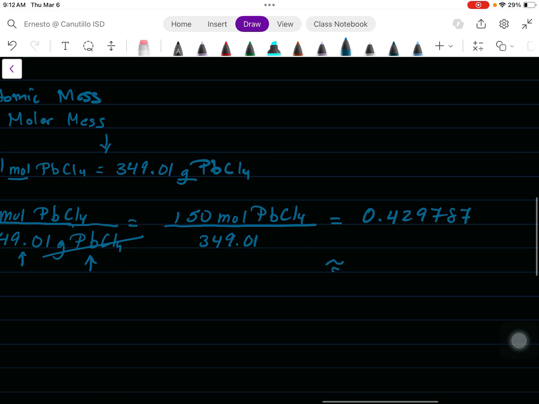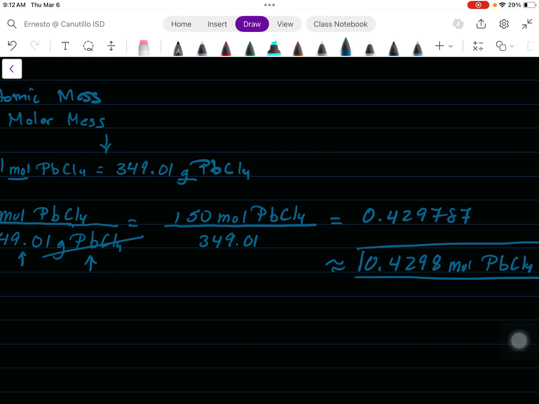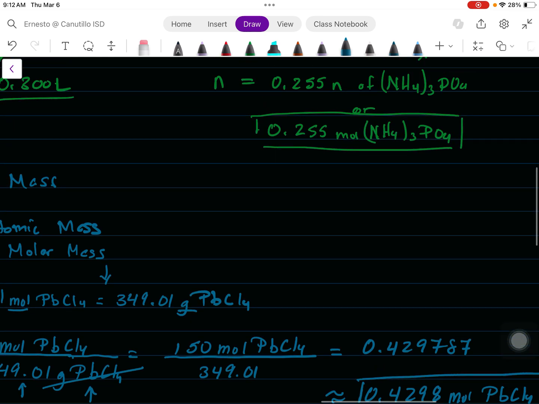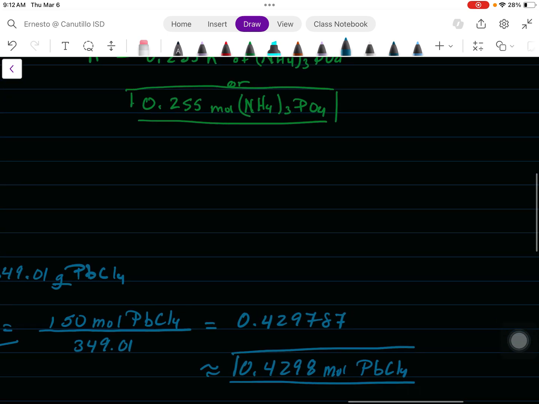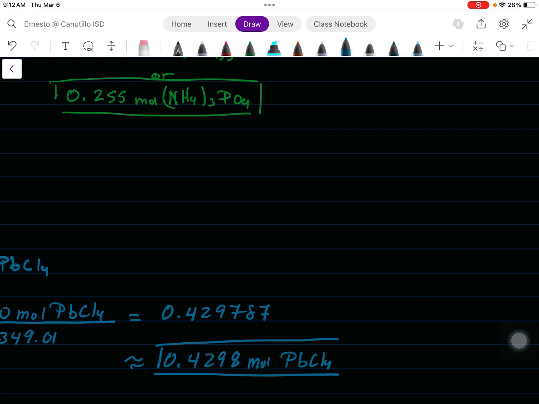So if I round this up to 4 sig figs, that's going to be 0.4298. And this is going to be moles of lead 4 chloride. Okay? So that's where we're at. So now we have moles of lead 4 chloride, and now we have moles of ammonium phosphate, right? Now that we have these values, now we can begin to do our problem.